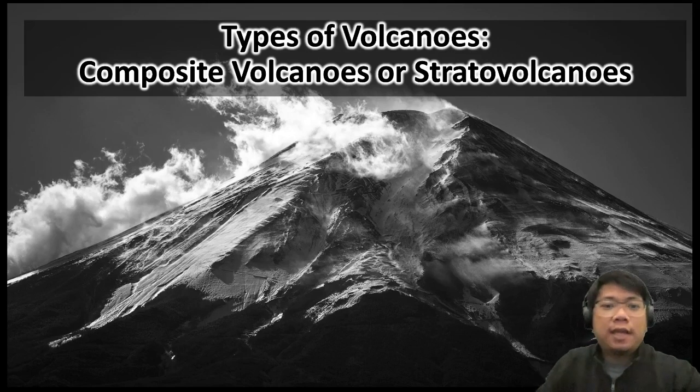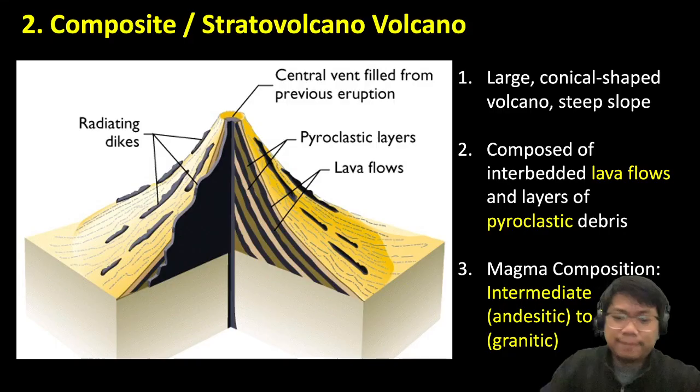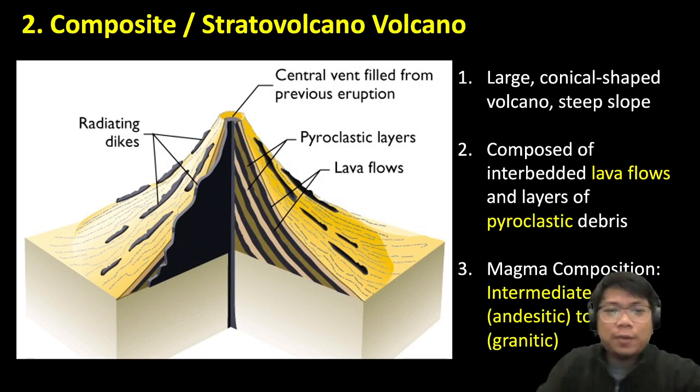Hello everybody. In this video we are going to focus on stratovolcanoes, as well as cinder cones later on. But anyway, the second type of volcano that we need to know is called the composite or stratovolcano. And again, the shape is so different from the shield volcanoes that we already discussed in the previous video.